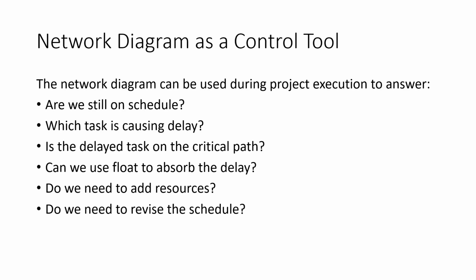The network diagram can be used as a project control tool during execution. It helps the project manager answer important questions such as, are we still on schedule? Which task is causing the delay? Is the delayed task on the critical path? Can we use float to absorb the delay? It also helps the project manager decide whether additional resources are needed or whether the schedule must be revised.